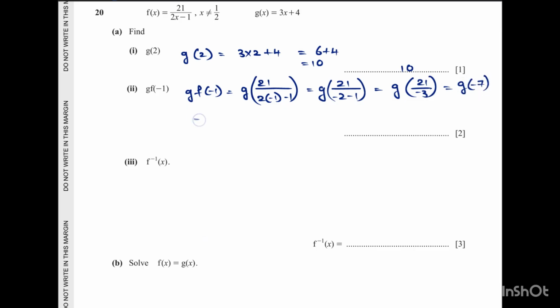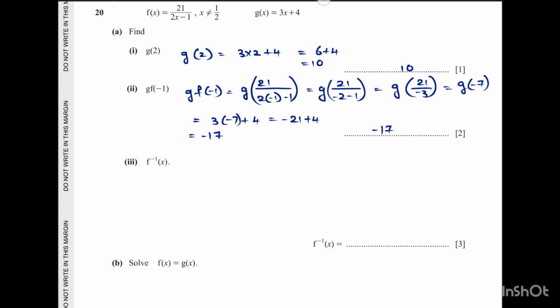So that will be g of minus 7. Then again find out g of minus 7. So 3 into minus 7 plus 4. So minus 21 plus 4 is minus 17. Minus 21 plus 4, yeah. So this is minus 17.